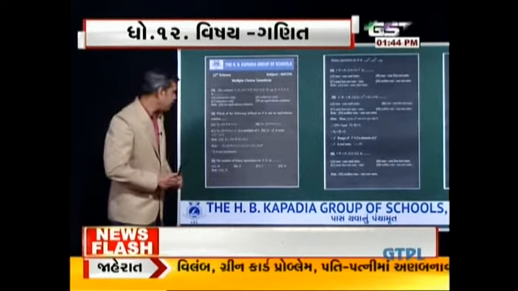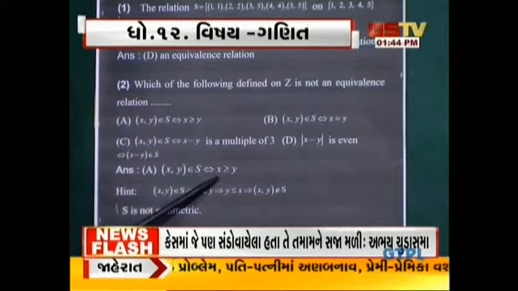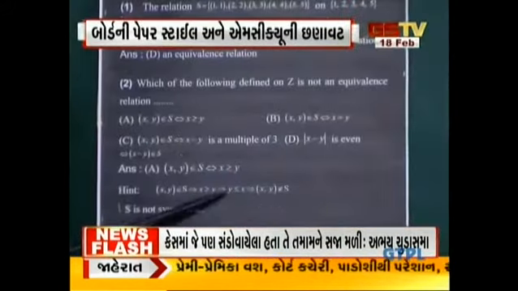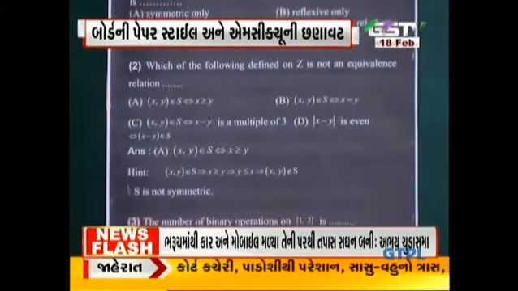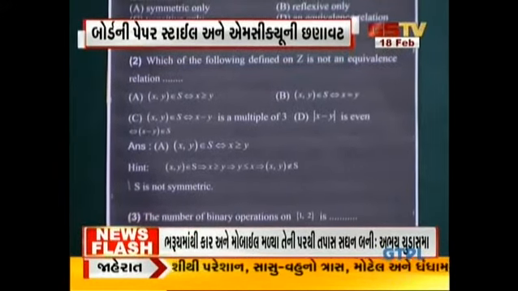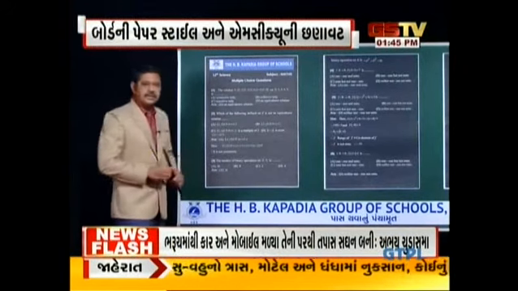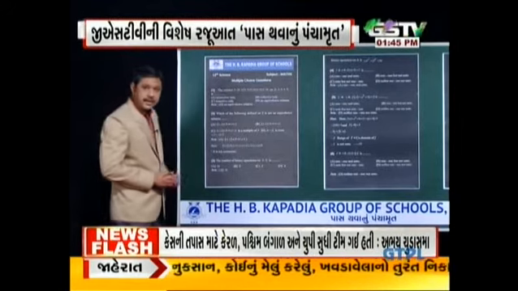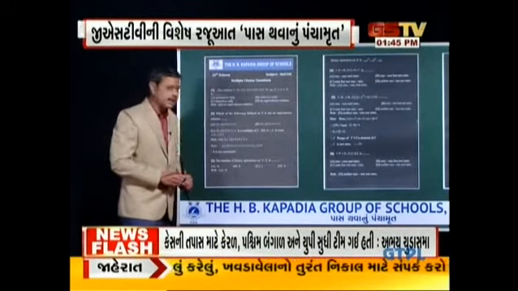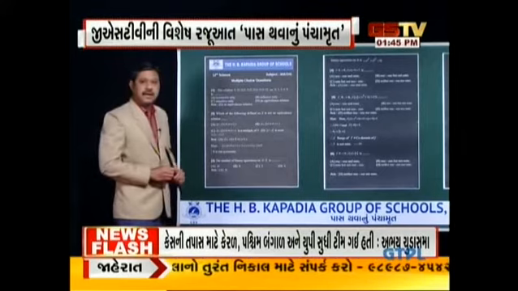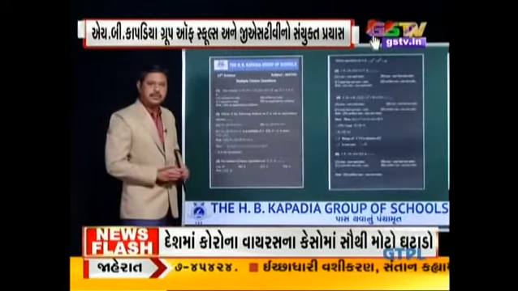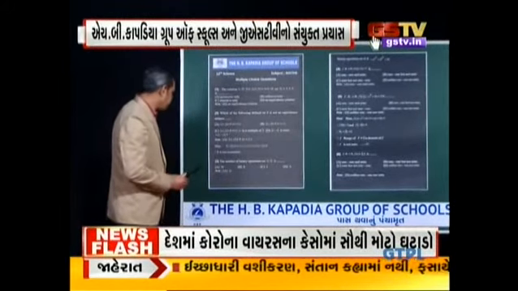For x comma y pair, x is greater than or equals to y. But if x is greater than or equals to y, then y is less than or equals to x, means y is not greater than x. So in this case, second relation is not satisfied here. So the relation is not symmetric relation, and if not symmetric relation, then this is not equivalence relation. So answer of second question is option A, x greater than or equals to y is not an equivalence relation.